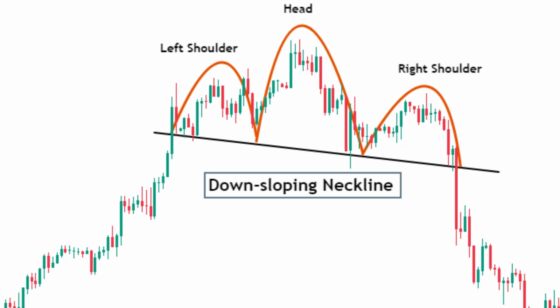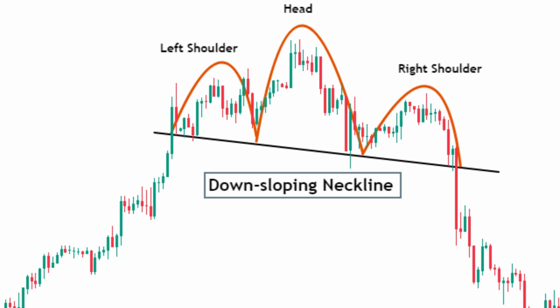In a down-sloping neckline, the low point between the head and the right shoulder is lower than the low point between the left shoulder and the head. If you extend the line, you can clearly see that it slopes downward. As the price forms the head and then pulls back, the next low that appears before the right shoulder forms remains below the previous low.